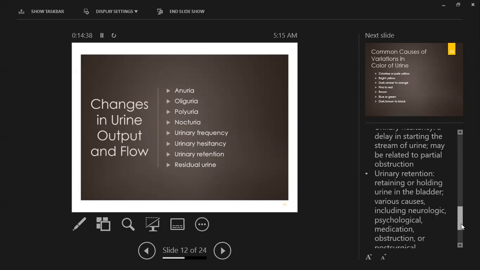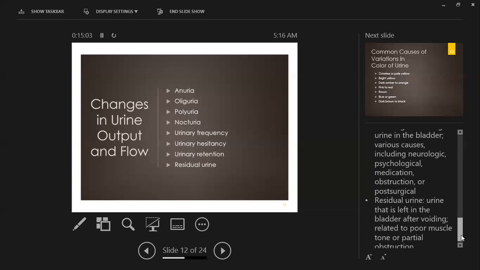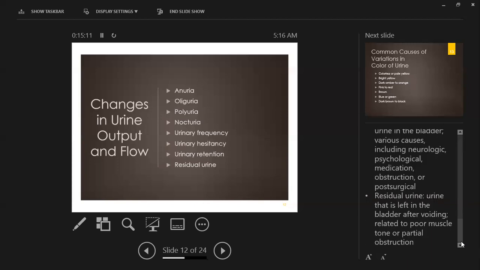Urinary retention is retaining or holding on to urine in the bladder. There are all different kinds of causes for urinary retention. It could be a psychological cause, specifically with young children. They don't want to use the restroom. It could be neurologic in nature. Maybe there was a spinal cord injury and therefore there's no innervation to the bladder. It could be a medication side effect. It could be as a result of obstruction, such as a stone, or it could be post surgical, maybe due to swelling. There may be residual urine as well. This is urine that's left in the bladder after voiding related to poor muscle tone or partial obstruction. So the person is not able to fully empty their bladder.